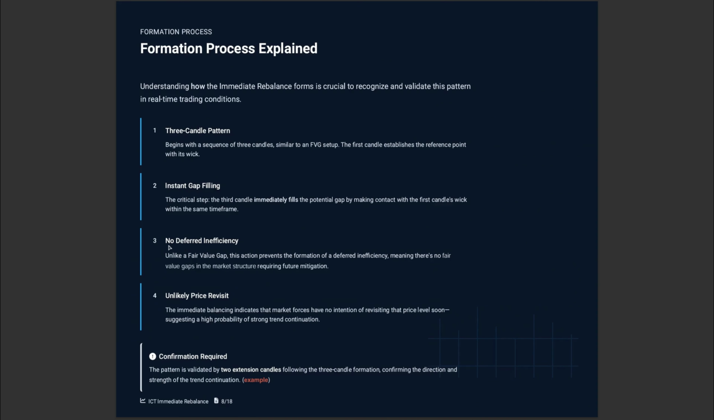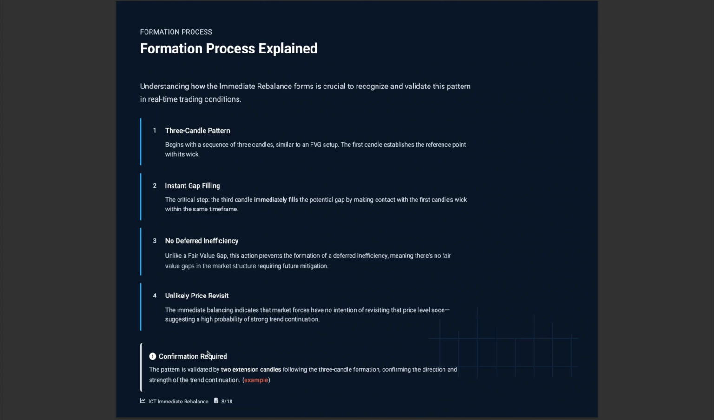Number 3, no deferred inefficiency. Unlike a fair value gap, this action prevents the formation of a deferred inefficiency, meaning there's no fair value gaps in the market structure requiring future mitigation, or in other words, there's no fair value gaps to be filled in the future. Number 4, unlikely price revisit. The immediate balancing indicates that market forces have no intention of revisiting that price level soon, suggesting a probability of strong trend continuation.